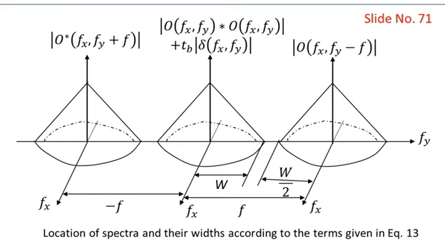So the two terms we have shown in the center are located at fy is equal to 0. So their position is fixed. The position will change only for the absolute value of O and the absolute value of O star, because they depend upon the value of f. So if f is greater, then they will be well separated from the central terms, and if f is smaller, they can overlap the central term.